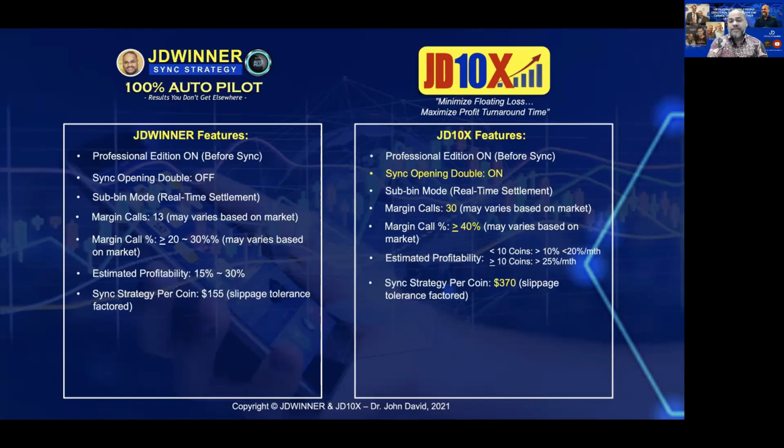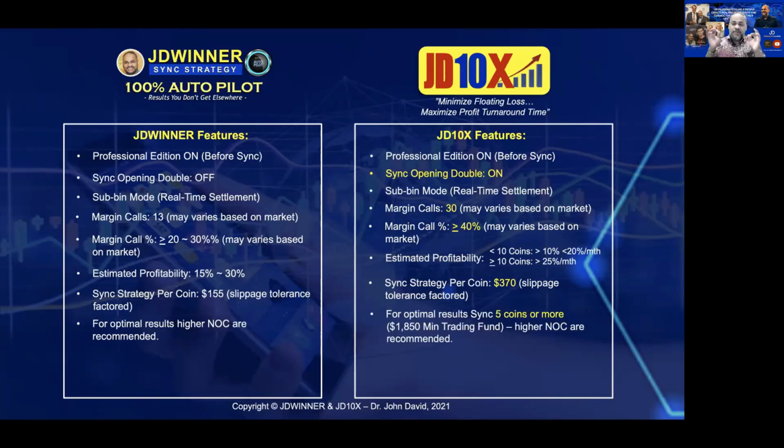Now, how about JD10X? JD10X is $370 per coin. Now, can you see that the capital is different because of the number of calls. So if you want a much greater number of calls, which means much greater reward and much greater risk, then you can go for the JD10X. Now, for optimal results, as I mentioned to you earlier, higher NOC is recommended. And for JD10X, please take note, the minimum number of coins is 5 or more.